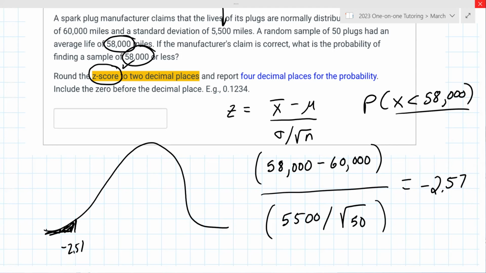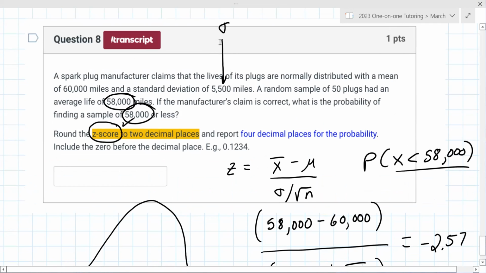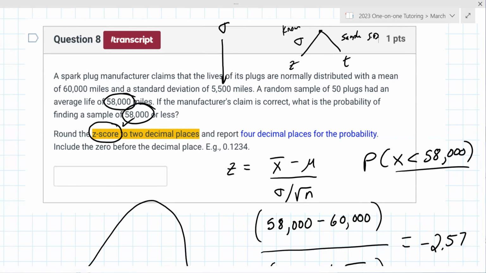And then how do you know if you're using Z or T? This one tells you Z, and there's this whole discussion of, are they giving you sigma? That's the differentiator. So they're telling you it's Z, so that's good. They're not trying to be unclear there. But if it didn't say that and it just said that the sample standard deviation was 5,500, that's a T. So your division between Z and T comes down to, do you know sigma? Is it known, or are you doing sample standard deviation?